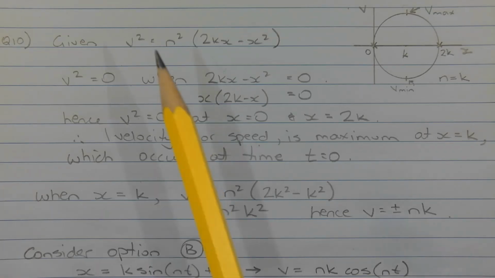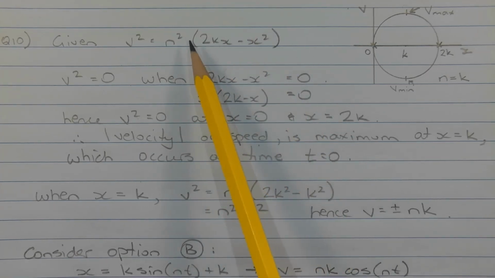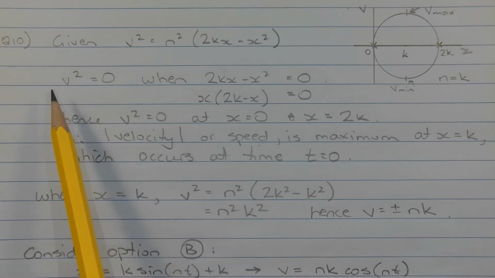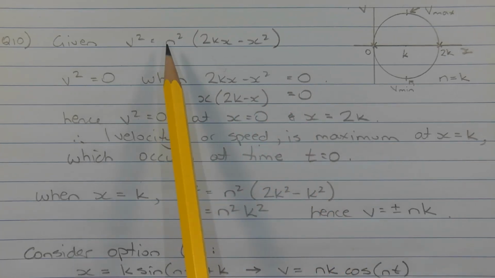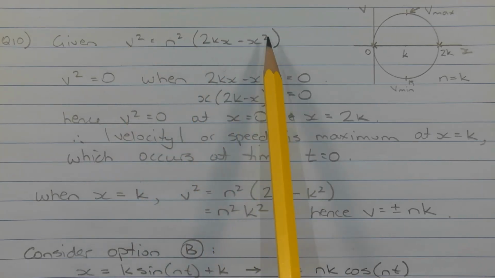Let's start with the velocity equation v squared equals n squared times (2kx minus x squared). Now we can use this equation to find the displacements when the particle's velocity is equal to 0. We do that by solving v squared equals 0. So we solve 2kx minus x squared equals 0 since n is non-zero, which means that the only way that v or v squared can equal 0 is if what's inside the brackets is equal to 0.